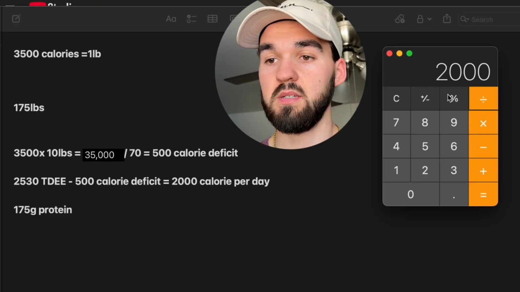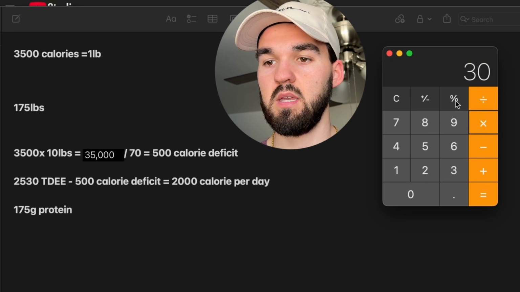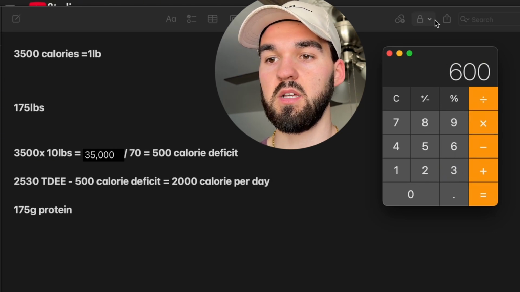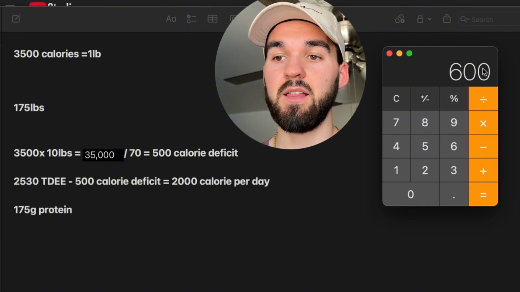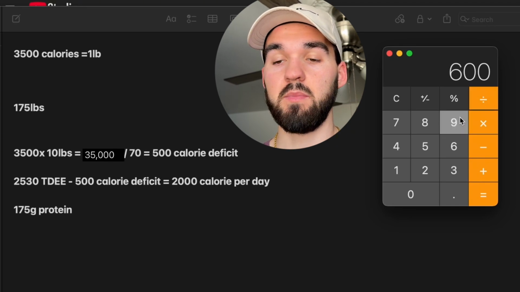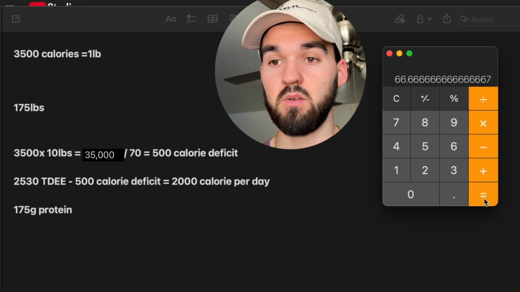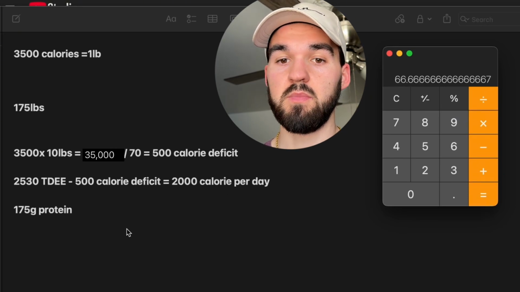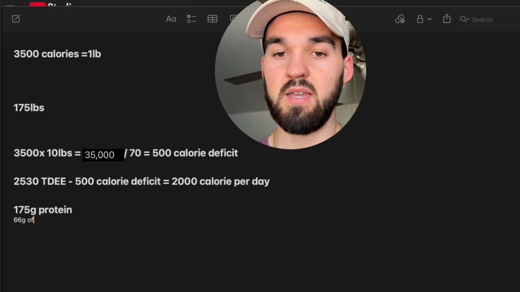And then to figure out your fat, you're going to just take this number right here. We're going to take 2,000, multiply that by 30%. Boom, 600. So you're probably thinking 600 grams of fat? No, this is how many calories are coming from fat. So once you find that out, then you're going to divide by 9, which is how many calories are per 1 gram of fat. And that's going to be how much fat you should be eating. So that was 66 grams of fat.